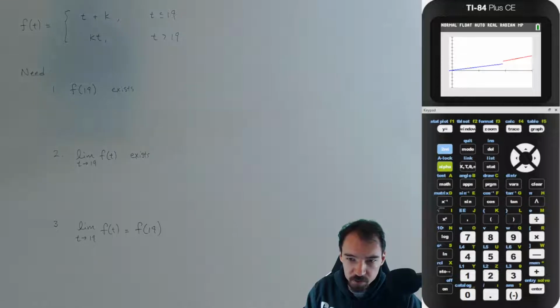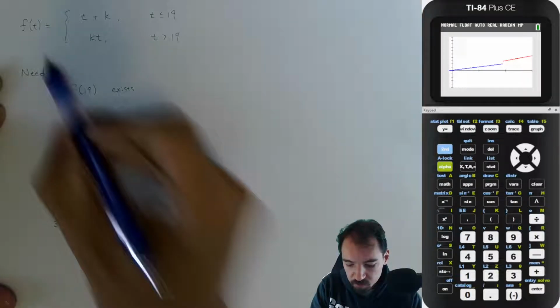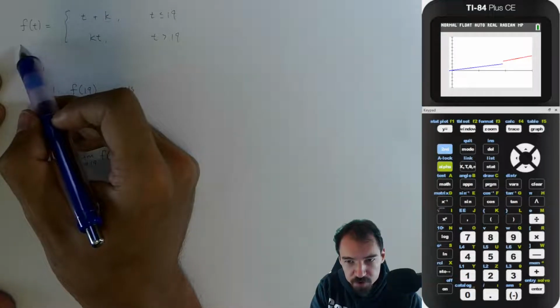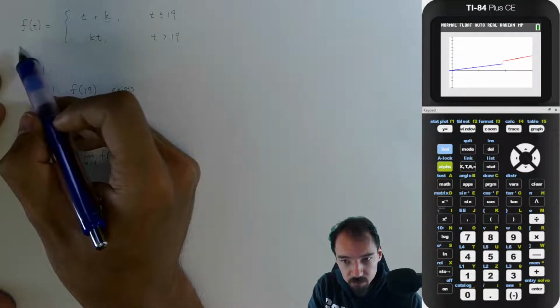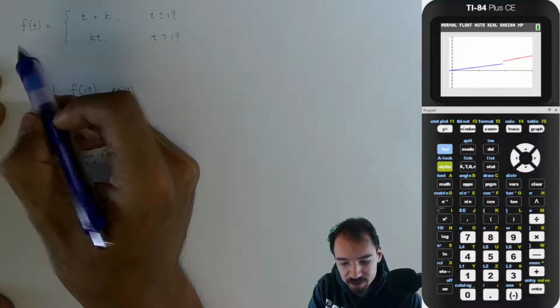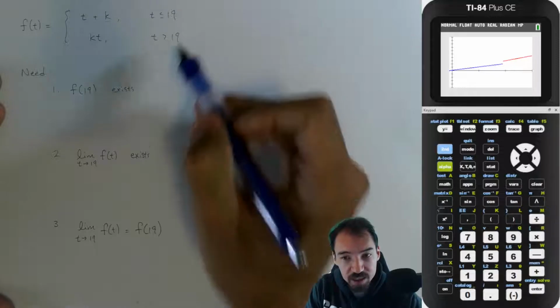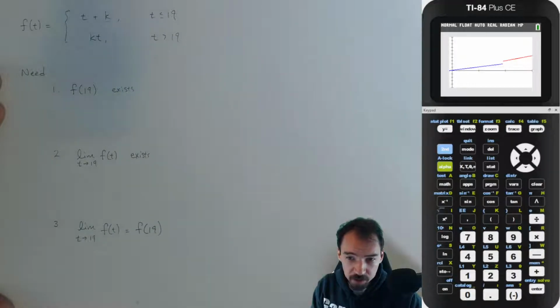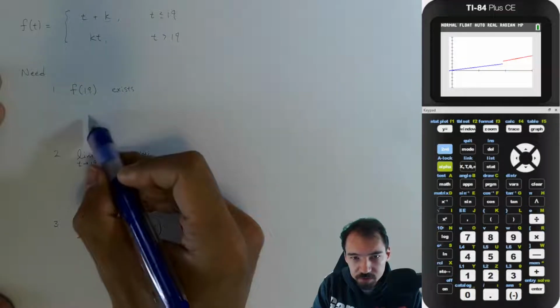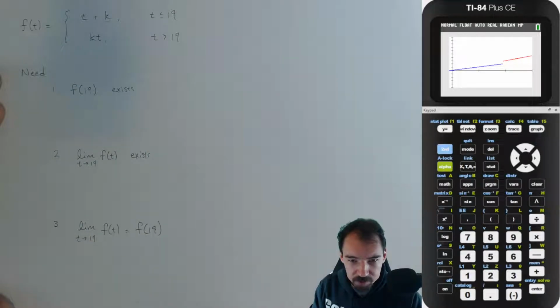So to restate what our goal is, we are trying to find the value of k that makes this f of t function continuous everywhere. And really, we are only concerned about f of t being continuous at the transition t equals 19 because everywhere else f of t is automatically continuous. So the three things we have to establish to prove that f of t is continuous at t equals 19, right? We're going to do it in the following way.